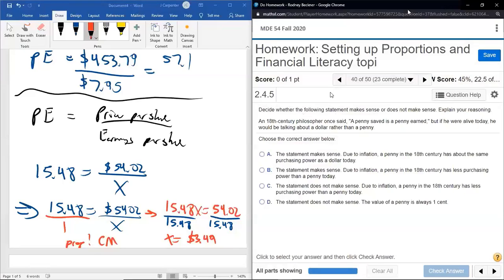All right. Decide whether the following statement makes sense or does not make sense. Explain your reasoning. I love this question. I love it so much, I actually put it on a test once. An 18th century philosopher once said, "A penny saved is a penny earned." But if he were alive today, in the 21st century, so at least 200 years and some change later, he would be talking about a dollar rather than a penny. So choose the following. The statement makes sense. Due to inflation, a penny in the 18th century has about the same purchasing power as a dollar today.